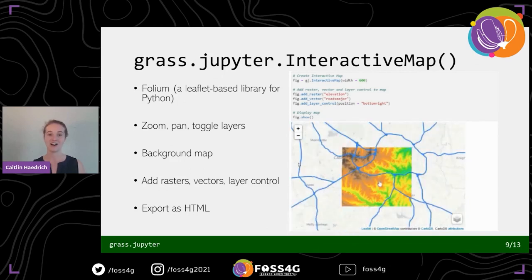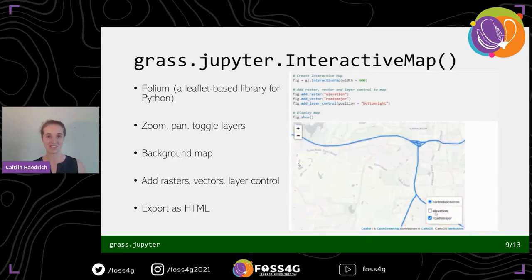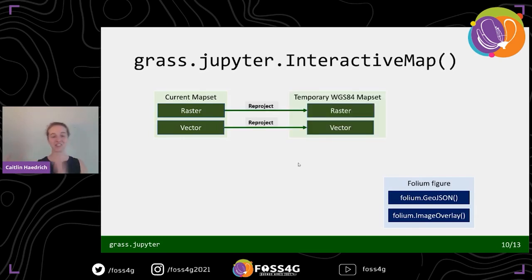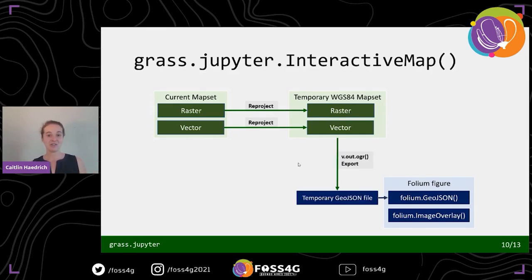InteractiveMap took me the longest because Folium only takes data in WGS 84 or in WGS 84 pseudo-Mercator projections. So in order to move things from the current GRASS mapset, which probably has a different projection, into Folium, first we had to create a temporary mapset and reproject any data that you add to the map. And then we could export the vector data as a temporary GeoJSON file and import that to Folium.